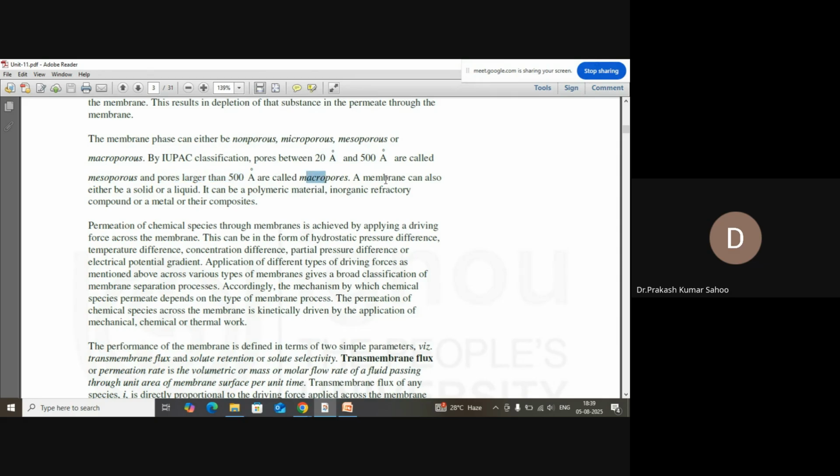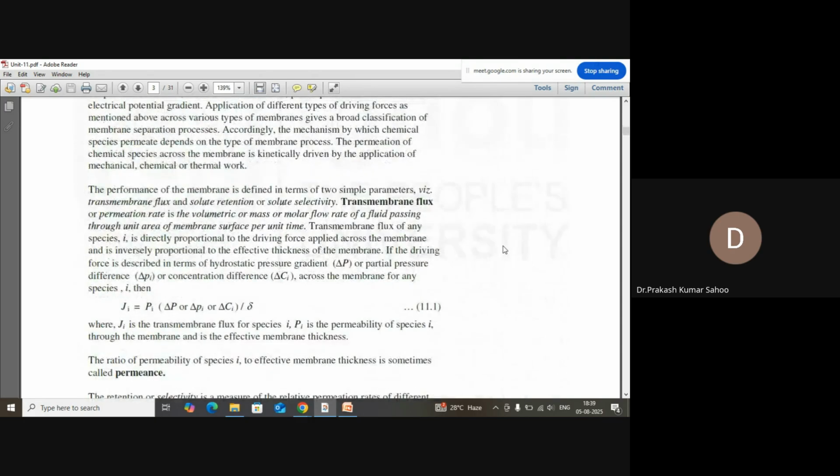Non-porous means no pores are there. A membrane can either be a solid or a liquid. It can be polymeric material, inorganic refractory compound, or a metal or their composites.